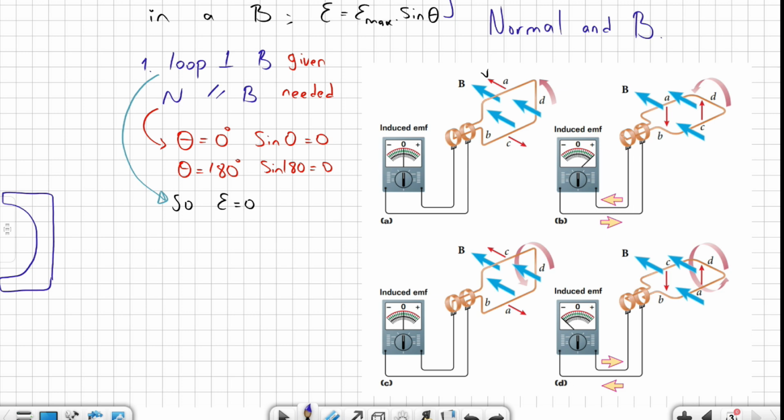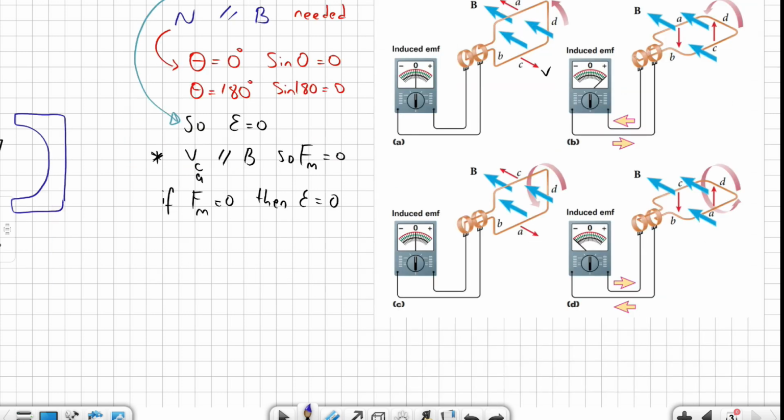We have two other explanations for this part. Let's check the velocities of each segment. If you pay attention to these velocities, velocity of segment A and velocity of segment C are parallel to the magnetic field. If the velocity of a wire or a charge is parallel to the magnetic field, the magnetic force will be equal to 0. Since magnetic force is equal to 0, induced EMF will also be equal to 0. And there is another explanation which is about the change in flux. At this orientation, the flux is maximum, but I don't need flux for induced EMF. I need change in flux. Change in flux at this orientation is equal to 0.